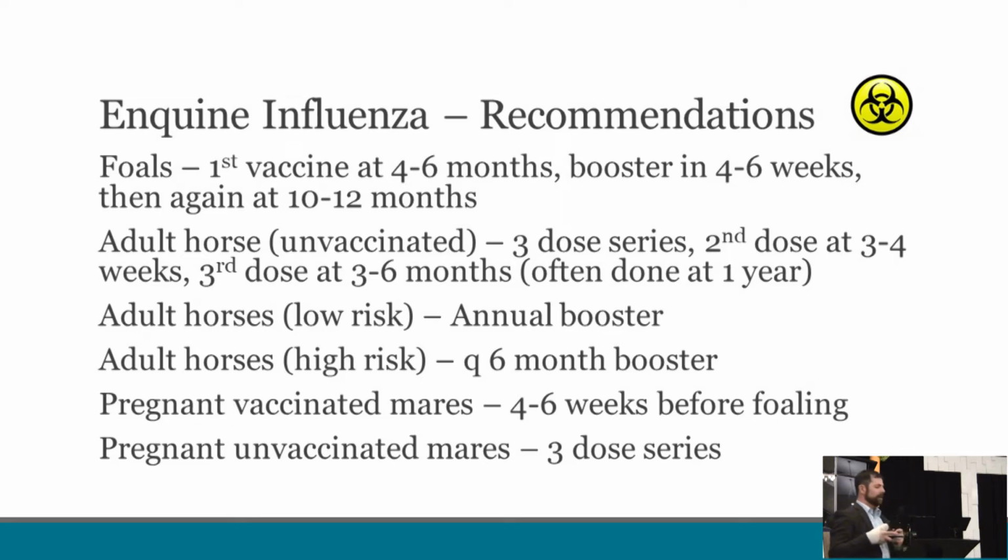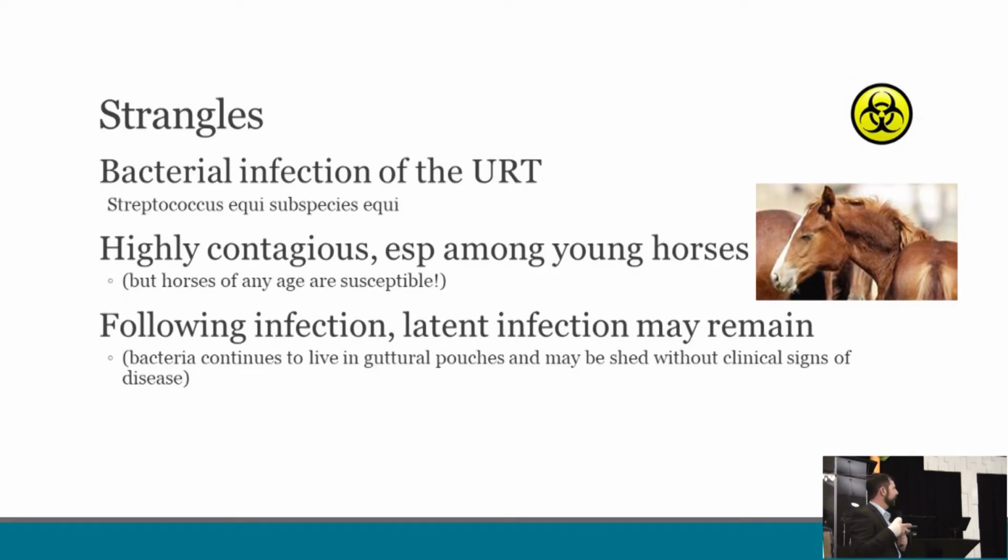Okay, so everyone's favorite, Strangles. We're moving away from the virus and now into the bacterial infections. Strangles is a bacterial infection of the upper respiratory tract that's caused by this organism here, Streptococcus equi, subspecies equi. It's a highly contagious infection, especially among young horses, but it is important to note that horses of any age are susceptible to infection. So similar to herpes virus, even though this is a bacteria, once a horse has been infected, it is possible for them to have a latent infection going forward.